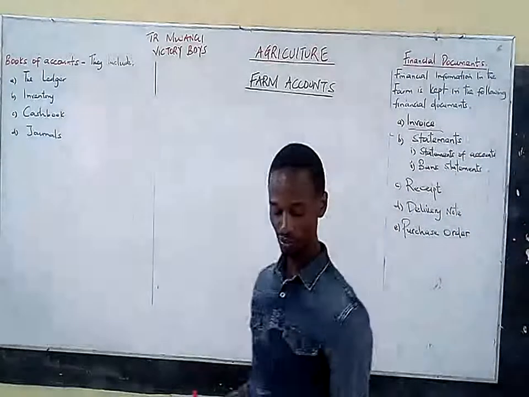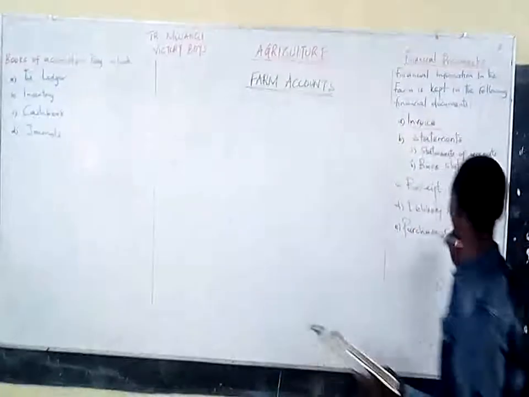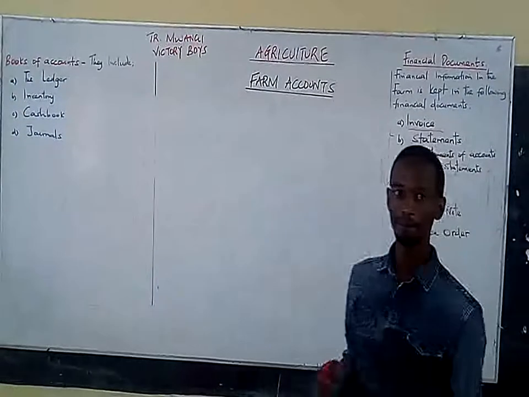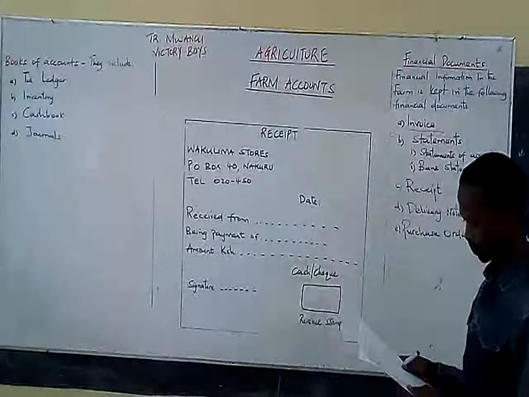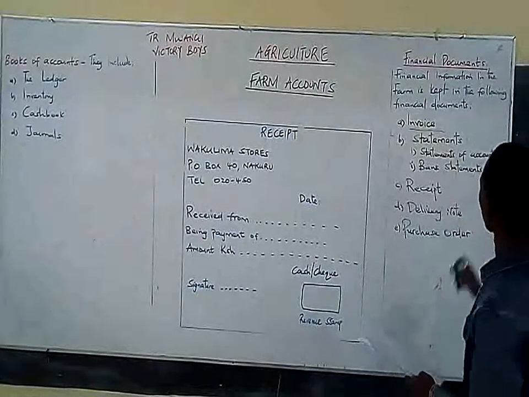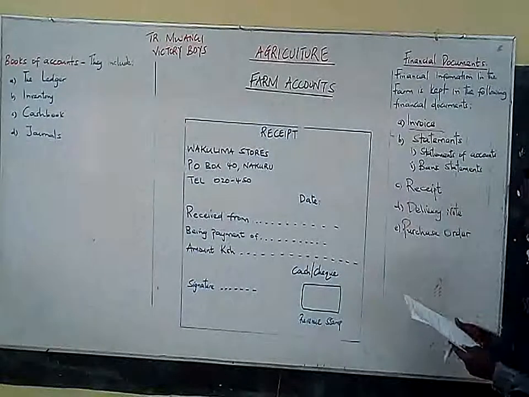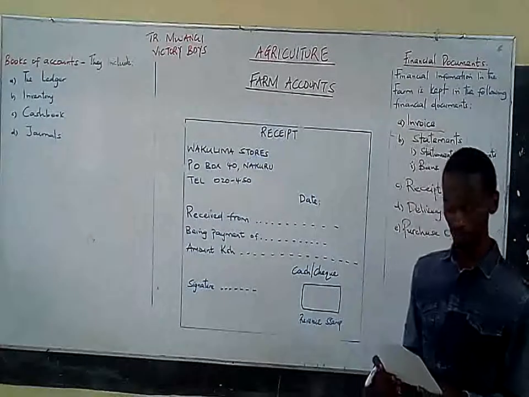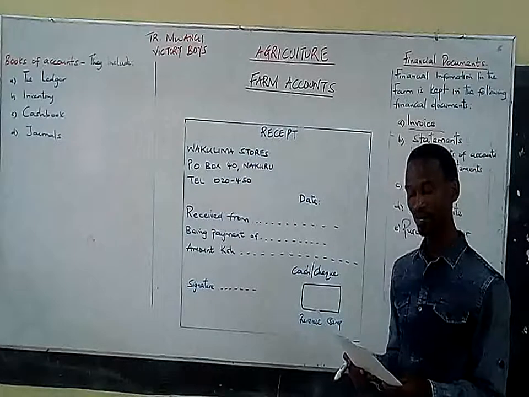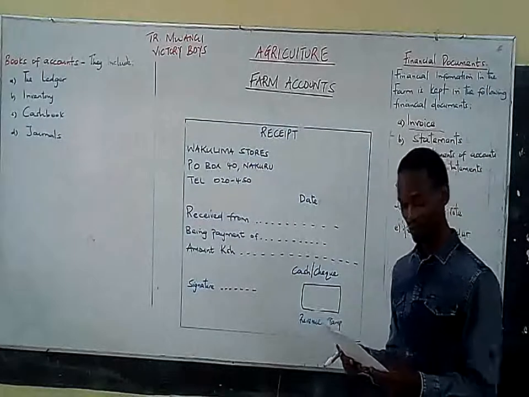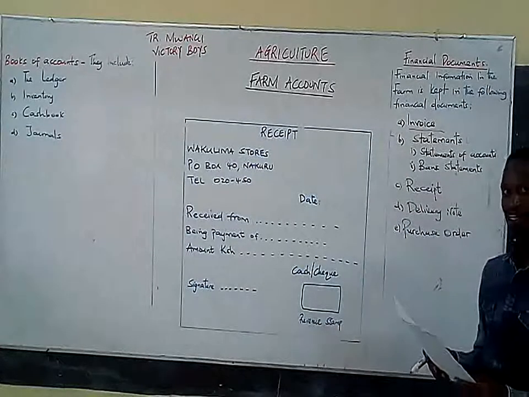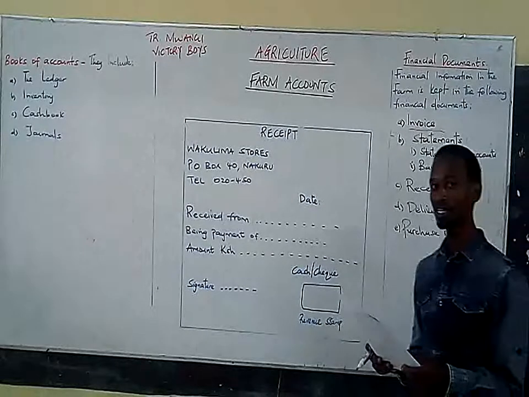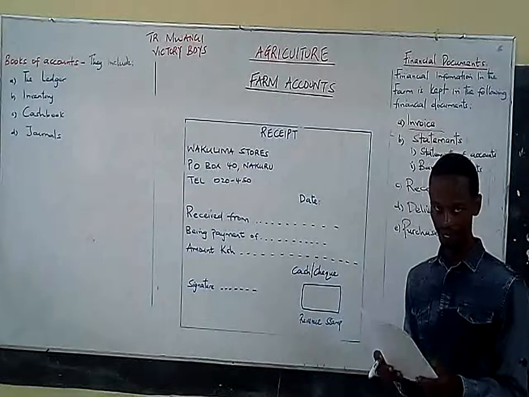So we proceed to receipt. Number three, receipt. So we look at the receipt. A receipt is a document issued when payments for goods or services are made, and it contains the following.